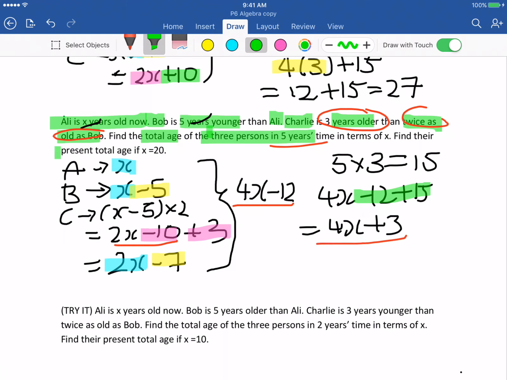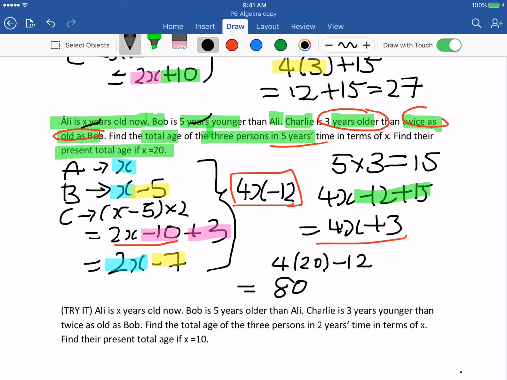Find their total present age when x equals 20. What's their total present age? Your total present age is actually here. So what I need to do is actually just replace x by 20. So right here, 4 bracket 20 close bracket minus 12. 4 bracket 20 is actually equal to 80 minus 12. What's 80 minus 12? 68. That's the answer. Okay, 68.